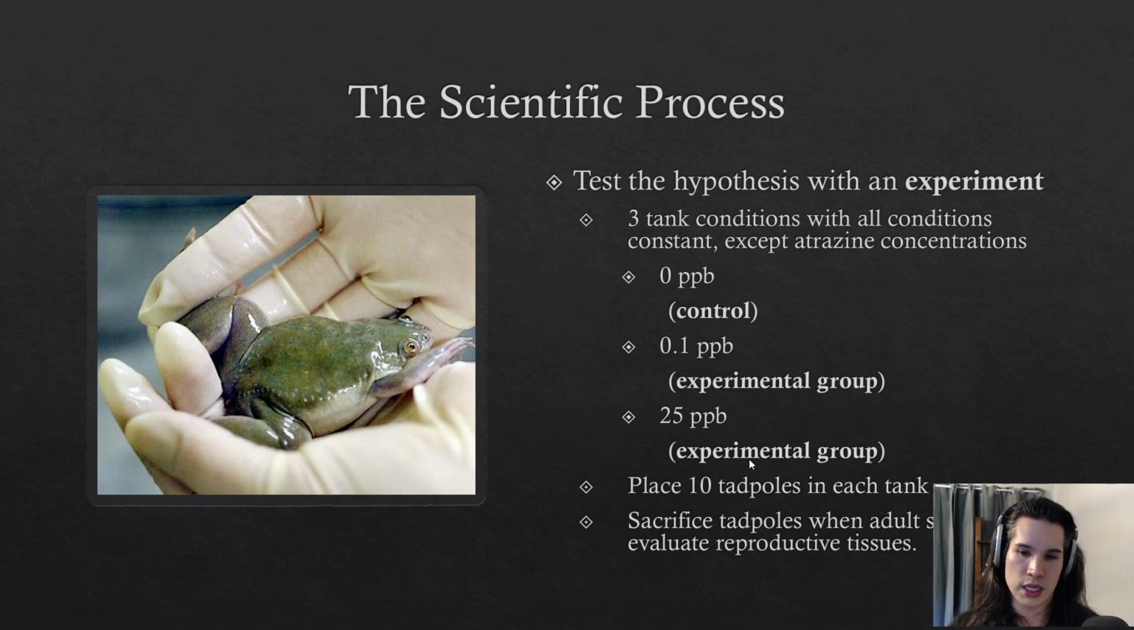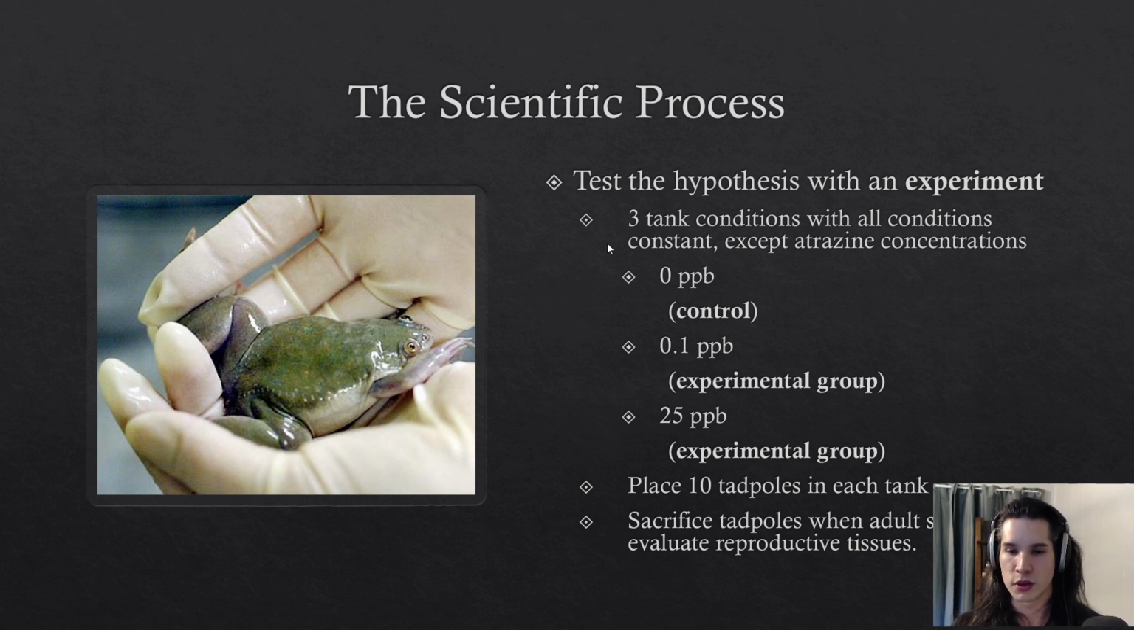So he threw 10 tadpoles into each tank, and then he waited for them to grow up to be adults, and then he sacrificed them, and then looked at their reproductive tissues. So the 0 parts per billion, if you notice here in parentheses, it says control. This is actually the control group. This is your reference for what would happen if there was no drug involved.